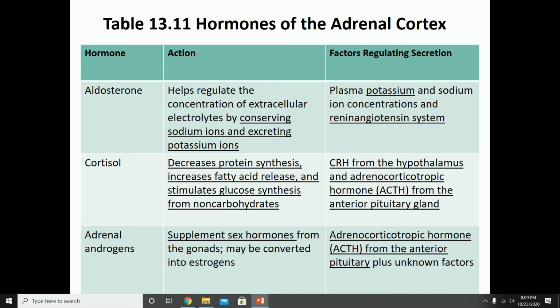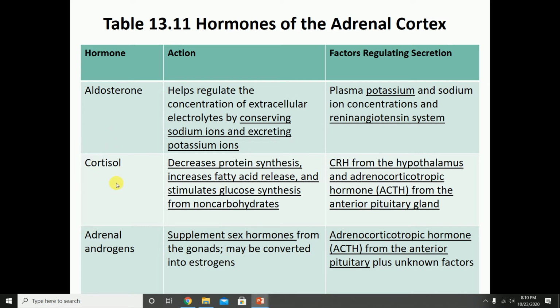So I usually try to remember it this way: it gets rid of the P in the pee, excuse my language, where it gets rid of the potassium in the urine. So it increases potassium excretion in urine while it keeps the sodium. So it decreases the sodium excretion in urine.